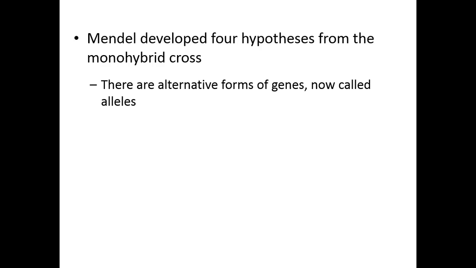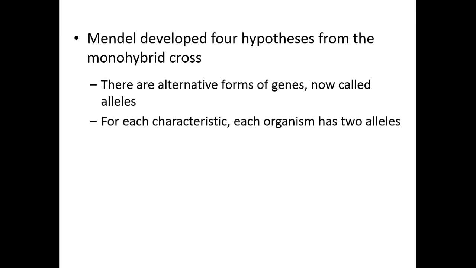The first is that there are alternative forms. We call these alleles. So genes, which are sequences of DNA that make proteins, these genes can come in different forms. For each characteristic, an organism has got 2 alleles. So that means that I can have a maximum of 2 different versions of a gene. It's because I'm diploid, I carry 2 full copies of my genome.